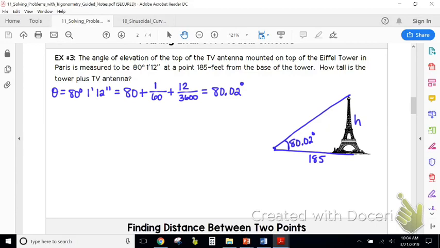All right, so let's see. I've got my angle. And what sides do I know? Opposite and adjacent. So again, we're going to use tangent. So tangent of our angle equals opposite, which we don't know, over adjacent. So let's solve for H.